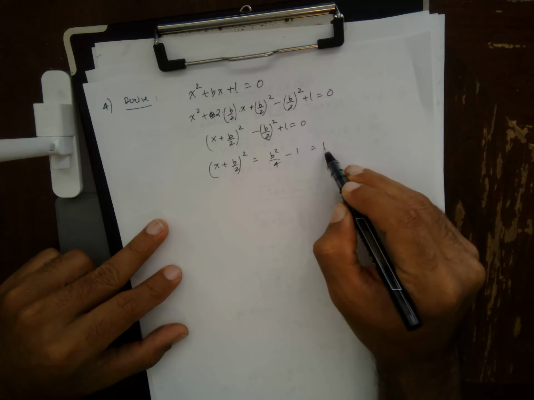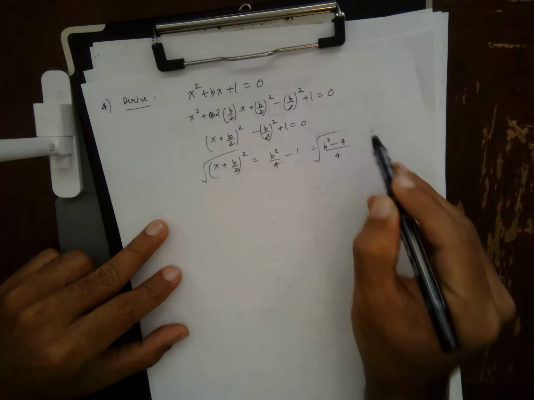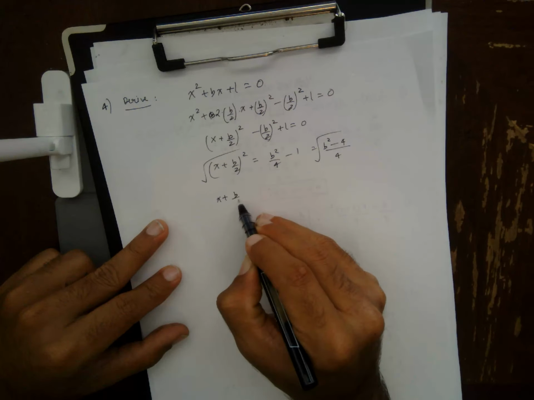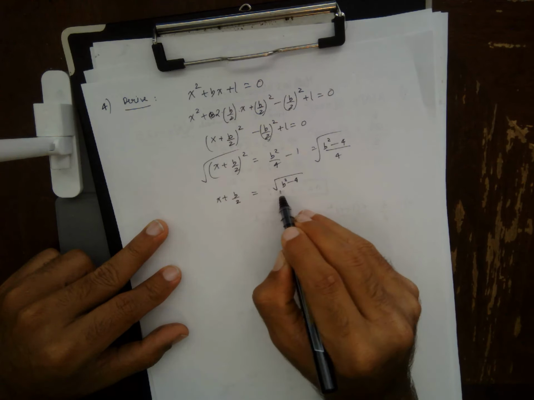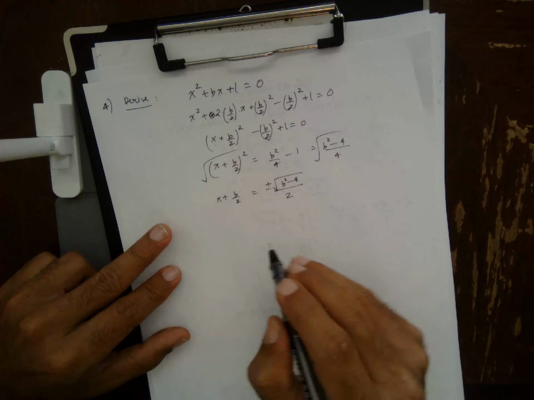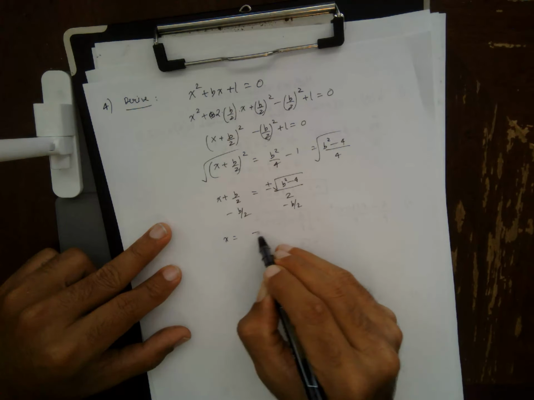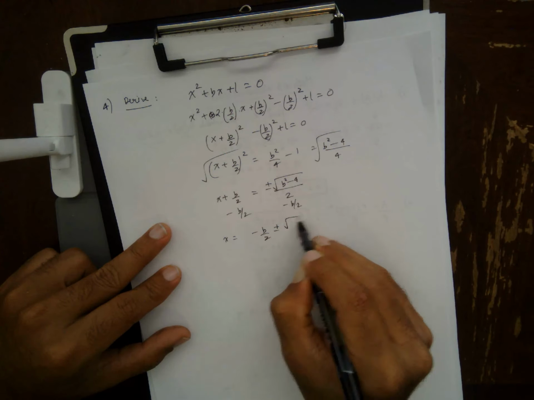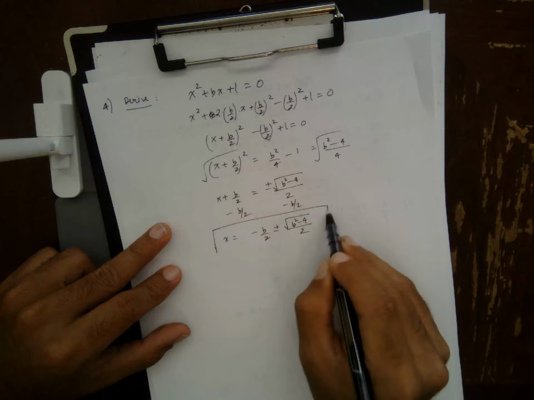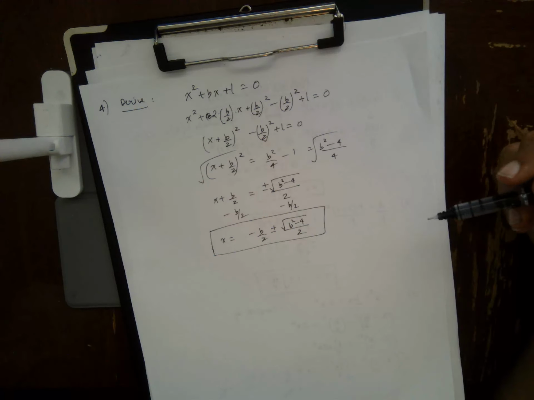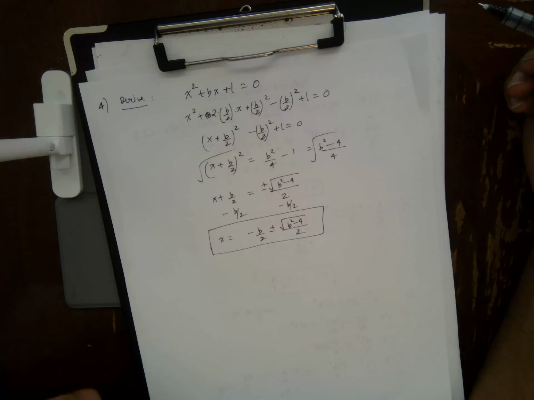If you want, you can write this as b squared minus 4 over 4. You take the square root to get x plus b over 2 is the square root of b squared minus 4 over 2 with a plus minus, and then you subtract b over 2 to get negative b over 2 plus minus. So again, this is exactly what you would get if you apply the quadratic formula, but the point of the question was to have you derive the quadratic formula.